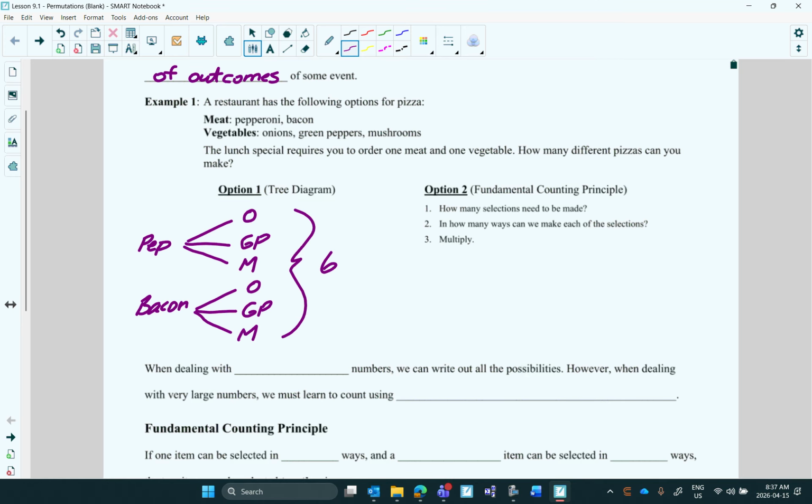Tree diagrams aren't very efficient, okay? Especially if the numbers are larger. So we want to find a different way to do it, and something called the fundamental counting principle is a way we can do it without having to do all this drawing. So what we want to do is say, okay, a pizza is made up of a meat and a vegetable.